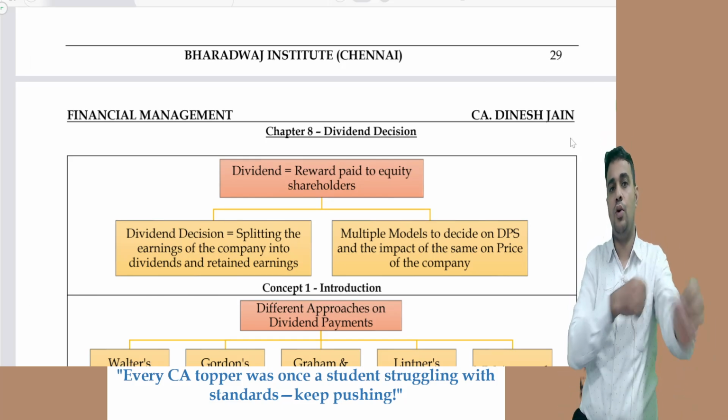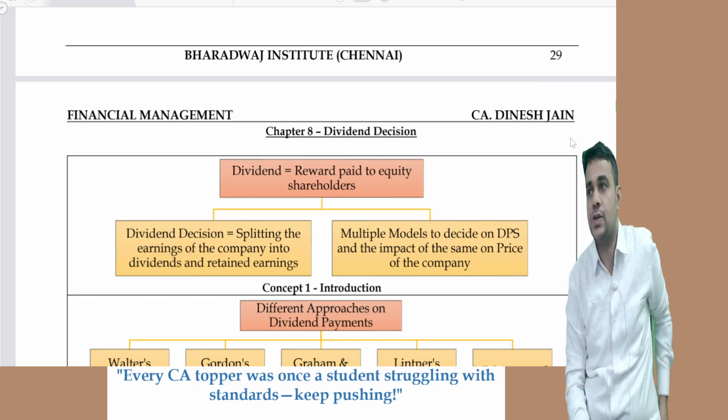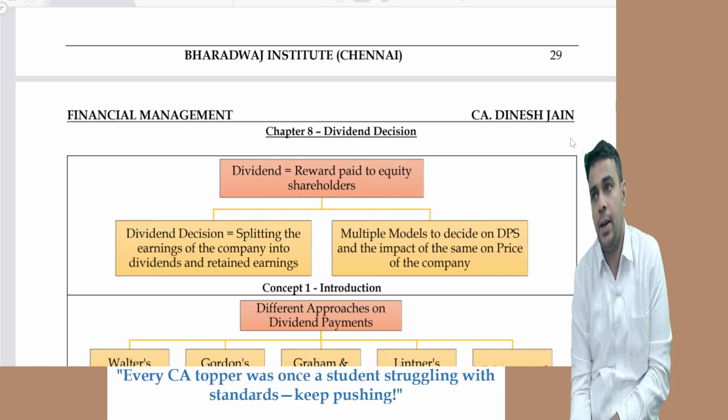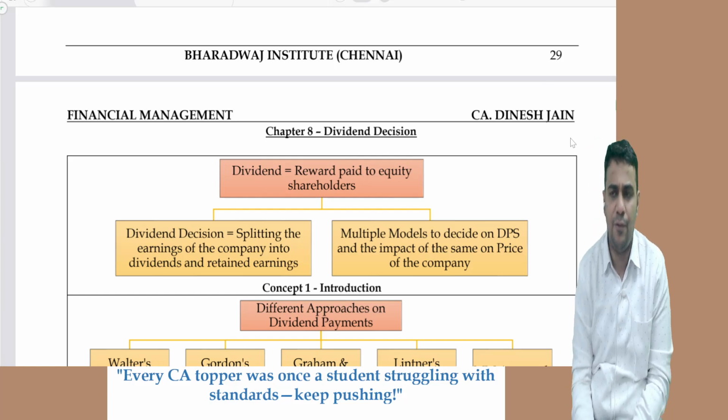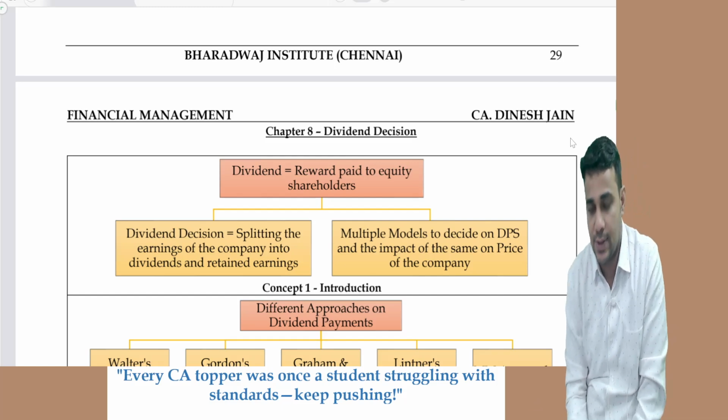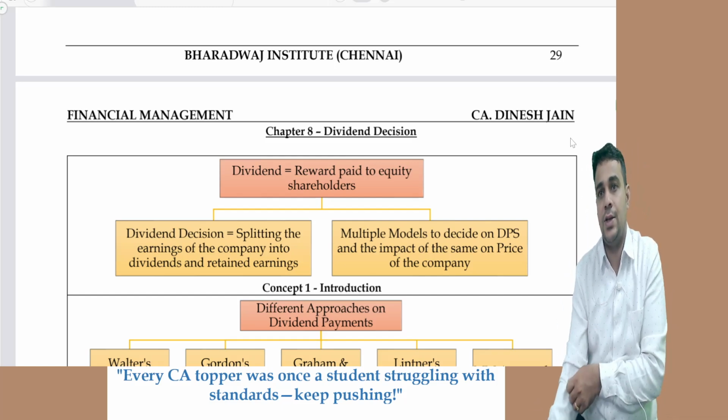Okay, I move to the last chapter, which is on dividend decision. I think one of the simplest topics, it will not take us much time, maybe 4 hours of discussion. Today 2 hours, and tomorrow maybe another 2 hours. I'll first explain what this decision is all about.